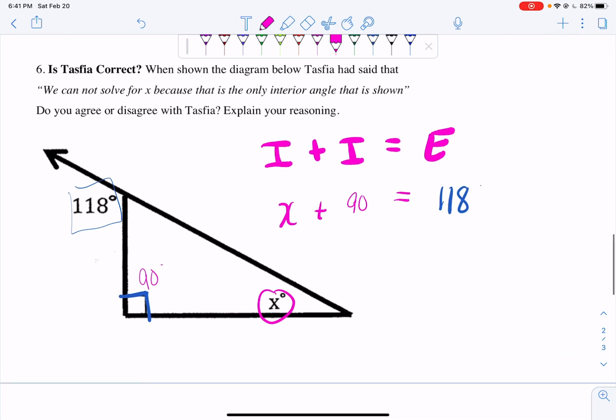So I disagree with Tasvia. I think we can solve for x because guess what? We actually do have an interior angle. We have two interior angles. We have a 90-degree angle and an angle that's x degrees.